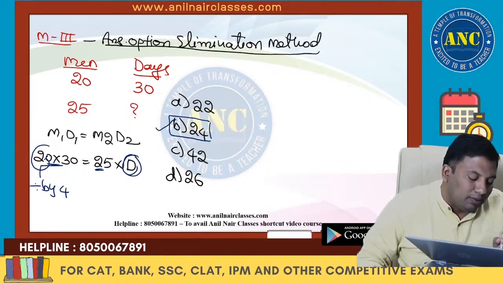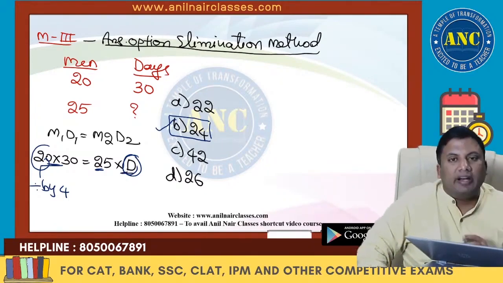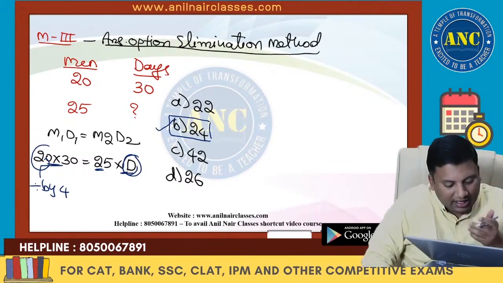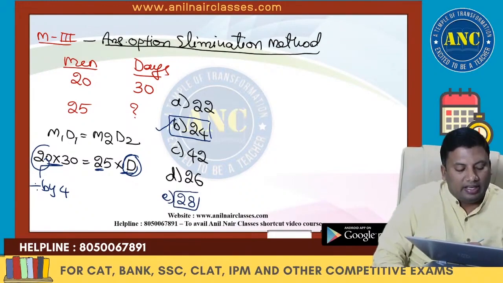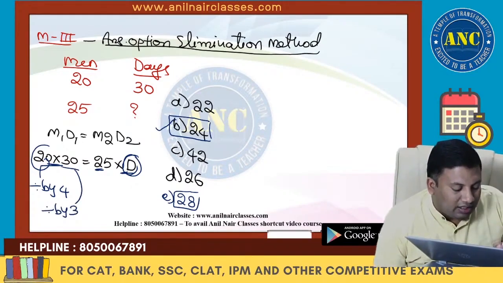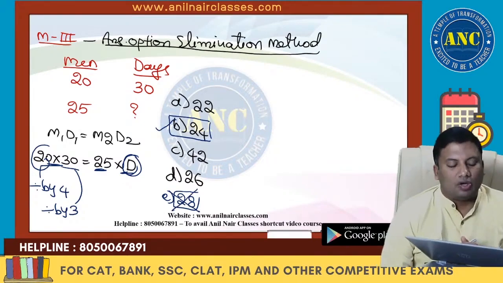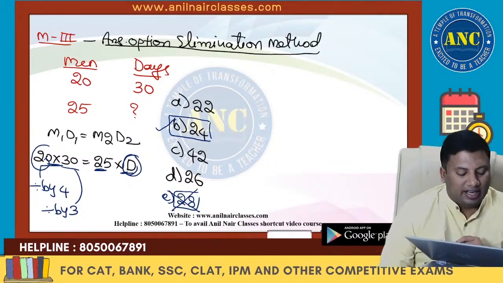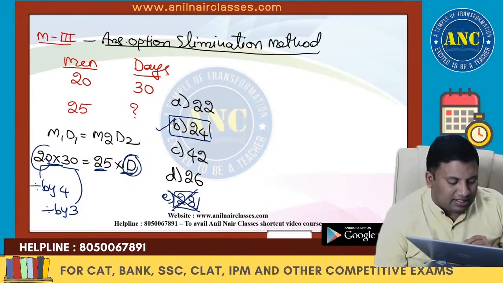20 is divisible by 4. 25 is not divisible by 4. D should be divisible by 4. So only one answer, it is nothing but 24. What if there is another answer, 28? Now see here. 30 is divisible by 3. The left hand side is divisible by 3. 25 is not divisible by 3. So 28 is also not divisible by 3. 28 is eliminated. Are you all with me?